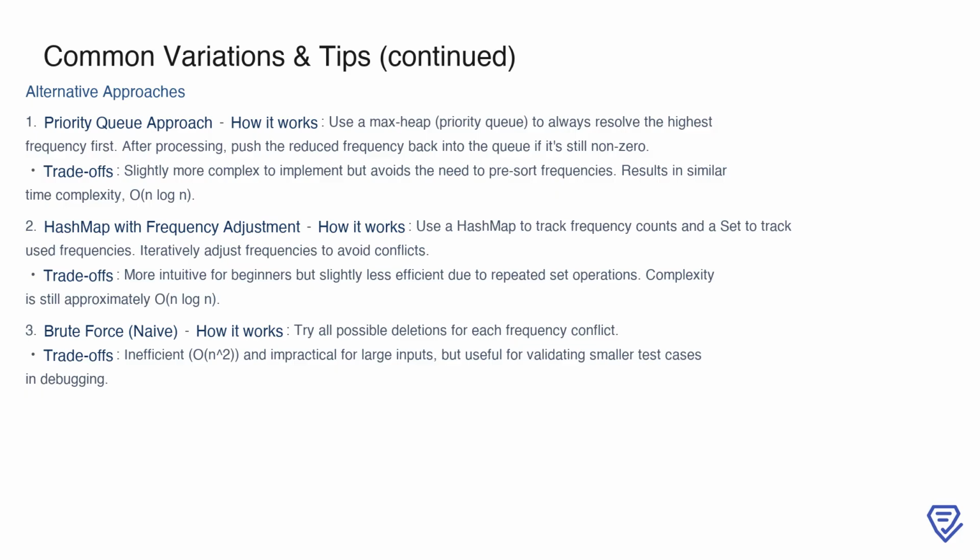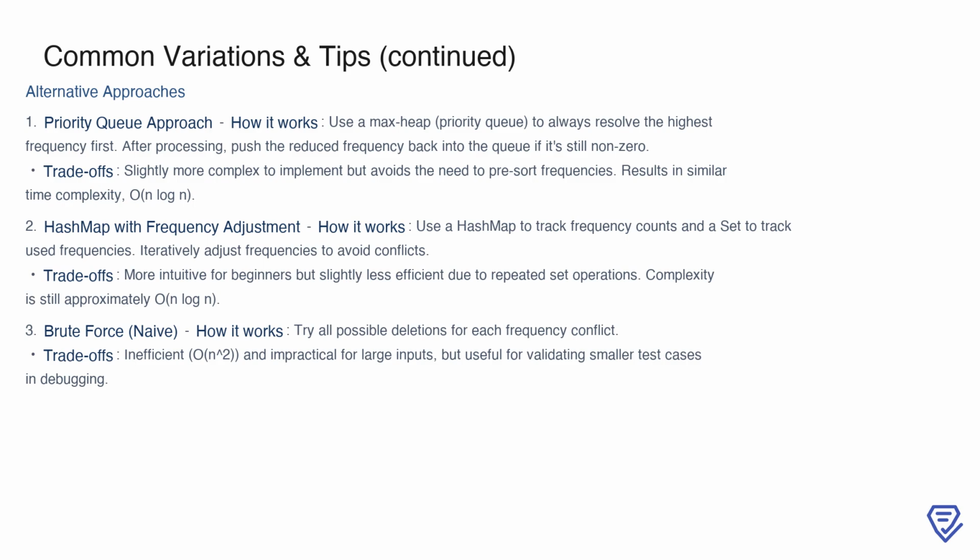Finally, let's examine some alternative approaches to solving this problem. One option is the priority queue approach, where a max heap is used to always resolve the highest frequency first. After processing, you push the reduced frequency back into the queue if it's still non-zero. While slightly more complex to implement, this approach avoids the need for presorting and achieves a similar time complexity of O(n log n).